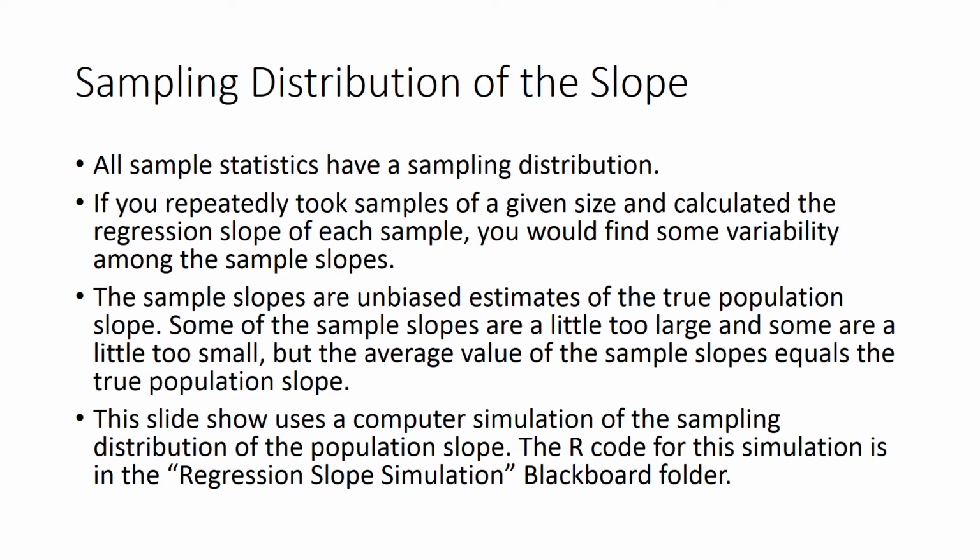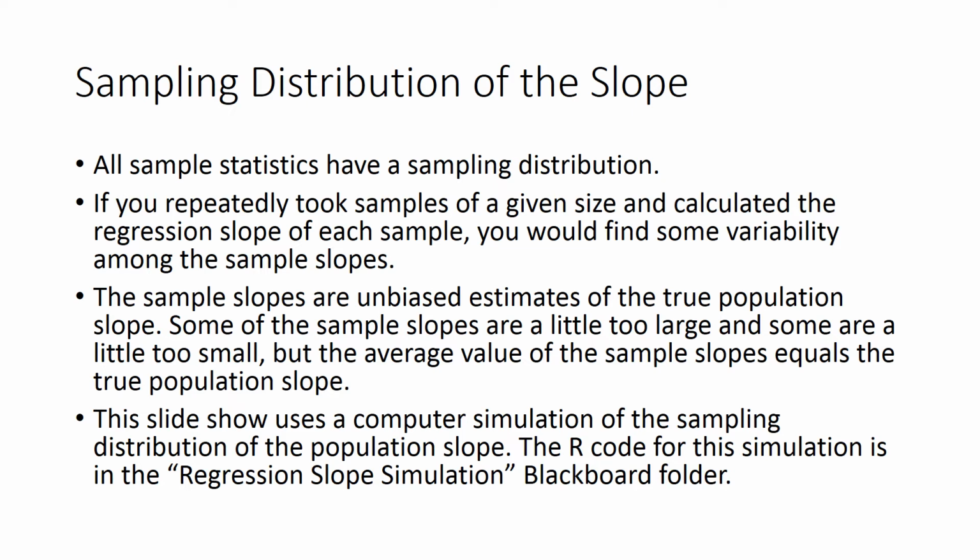Because you're using different samples each time, the results will vary a little bit from one sample to the next. The sample slopes are called unbiased estimates of the true slope in the population. What does the term unbiased estimates mean? It means that some of the sample slopes will be a little bit too small, others will be a little too large. But if you average all the sample slopes, the average will equal the population slope. This is what it means to say the estimate is unbiased.